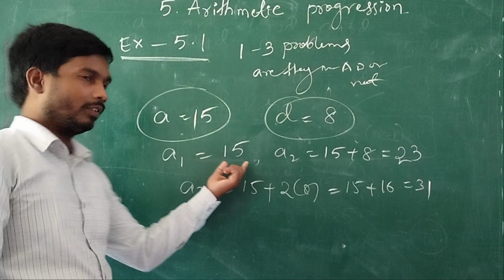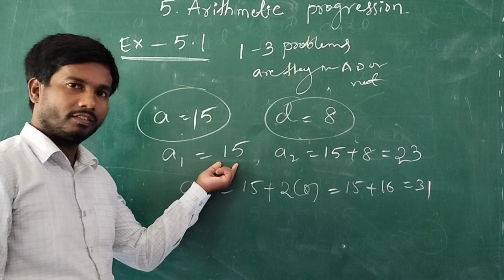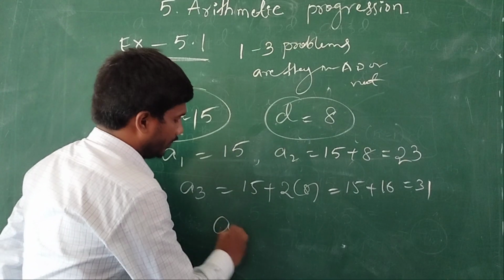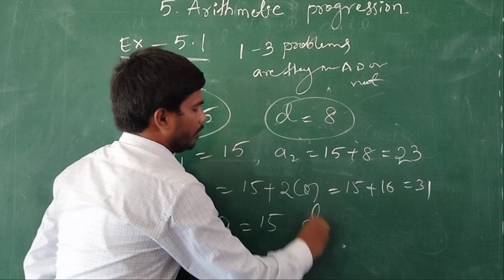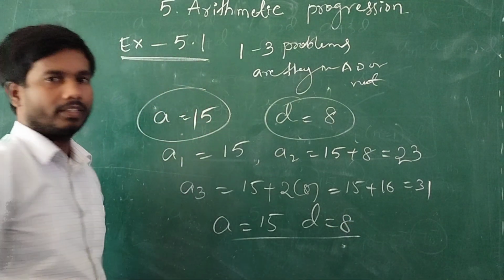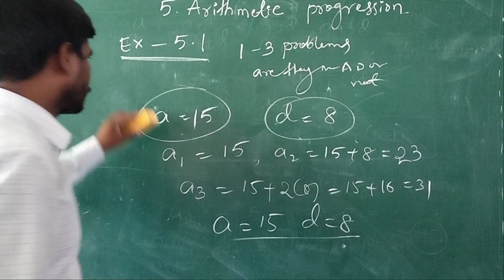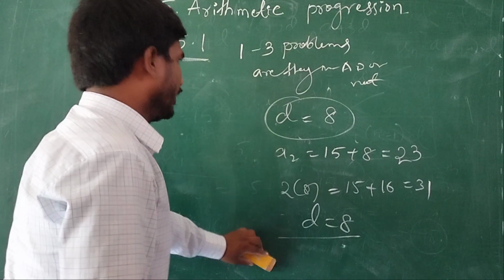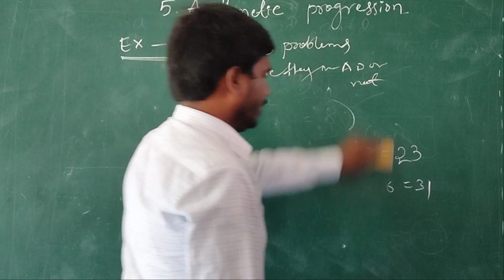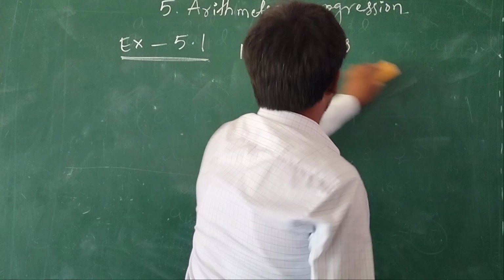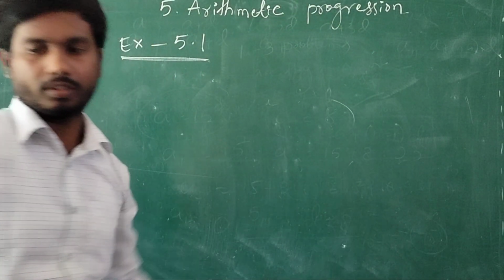Here A is equal to 15 and the common difference is 8. That's why they are in AP. Like that, for the remaining problems also we need to verify whether they are in AP or not. That is the first bit.